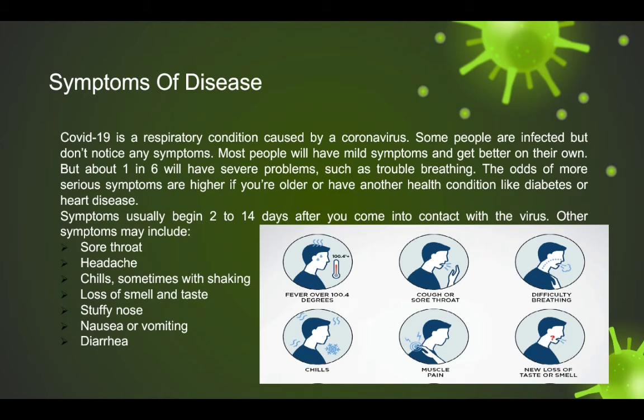Now, we read about symptoms of this disease. COVID-19 is a respiratory condition caused by a coronavirus. Some people are infected but don't notice any symptoms. Most people will have mild symptoms and get better on their own. But about 1 in 6 will have severe problems such as trouble breathing. The odds of more serious symptoms are higher if you are older or have other health conditions like diabetes or heart disease. Symptoms usually begin 2 to 14 days after you come into contact with the virus.